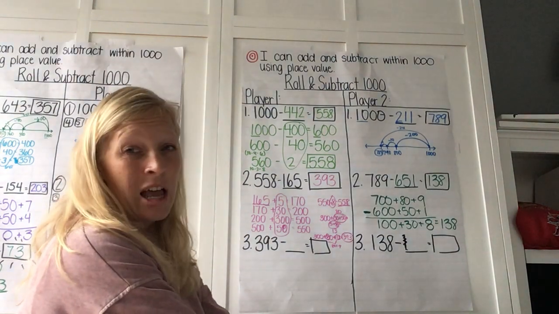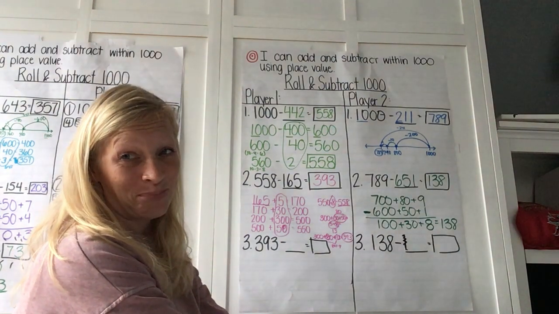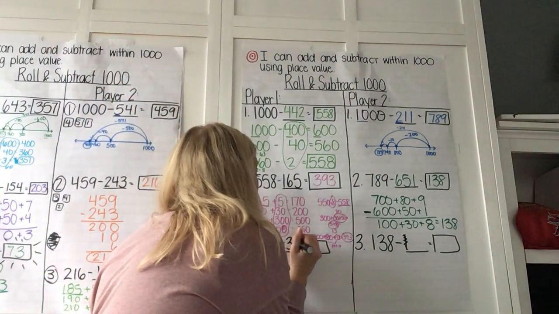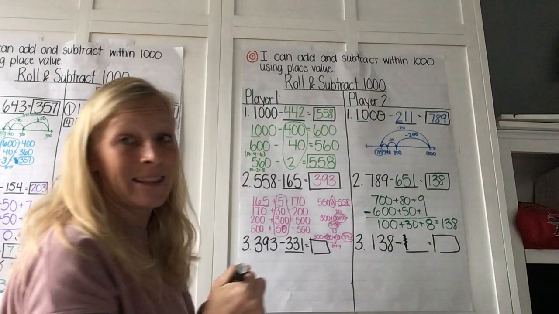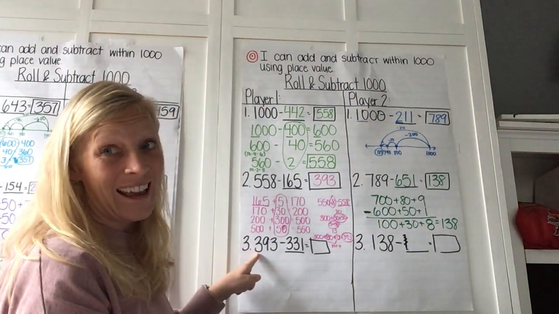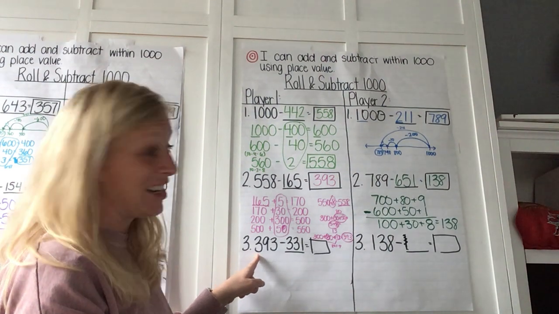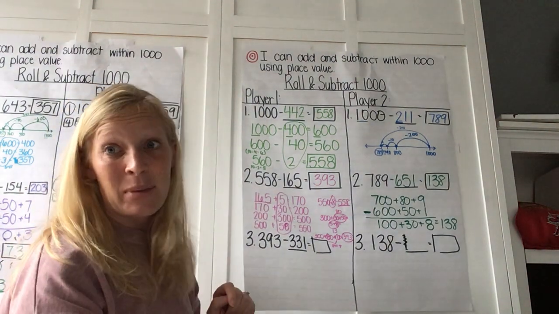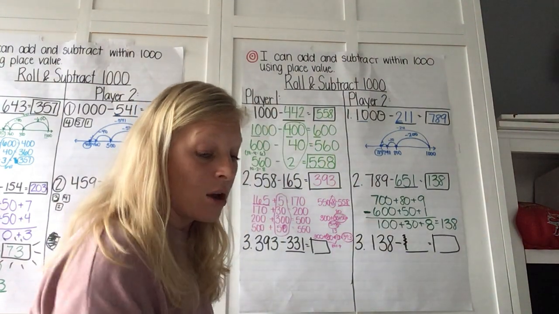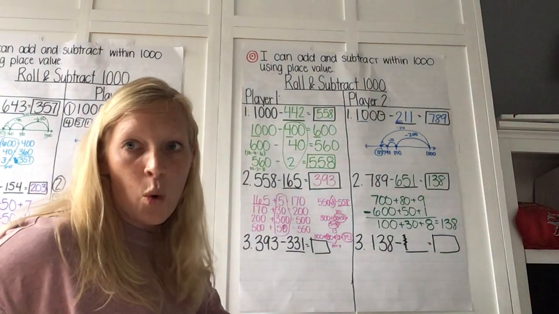I got a 1, a 3, and a 3. So I'm going to make 331 as mine because I want to take away 300s, right? Because I want to get into that double digit or single digit. But that's as big of a number as I can make. Let's see what you're going to roll. 1, 1, and 4.